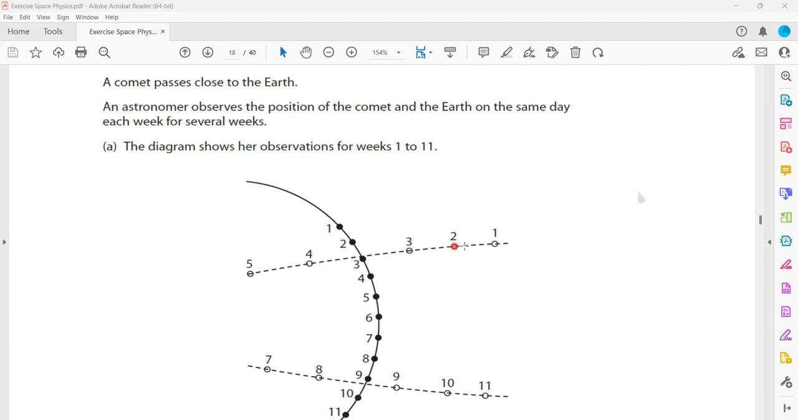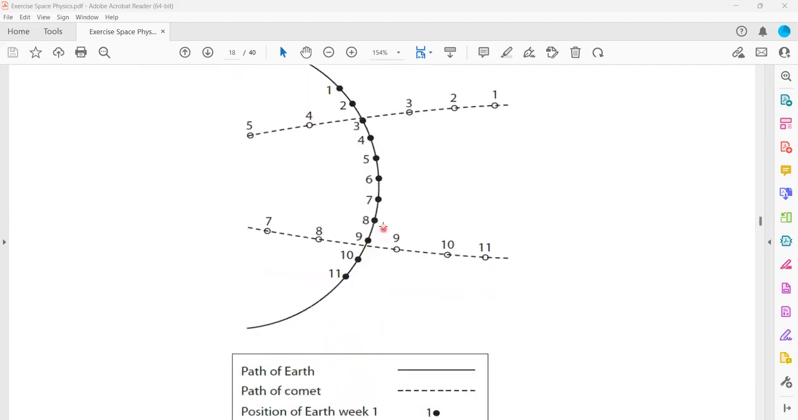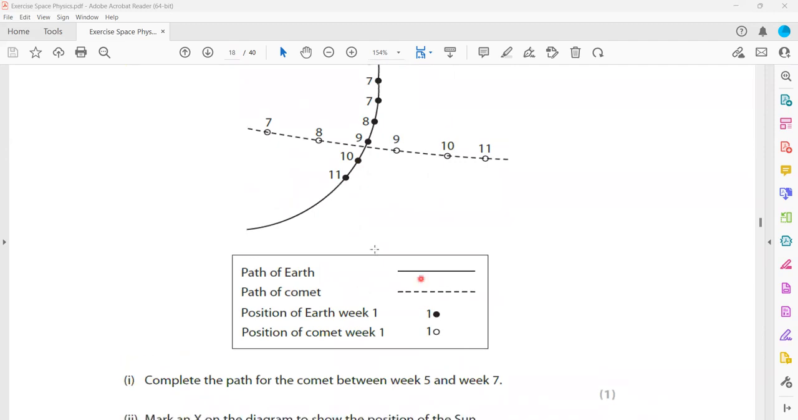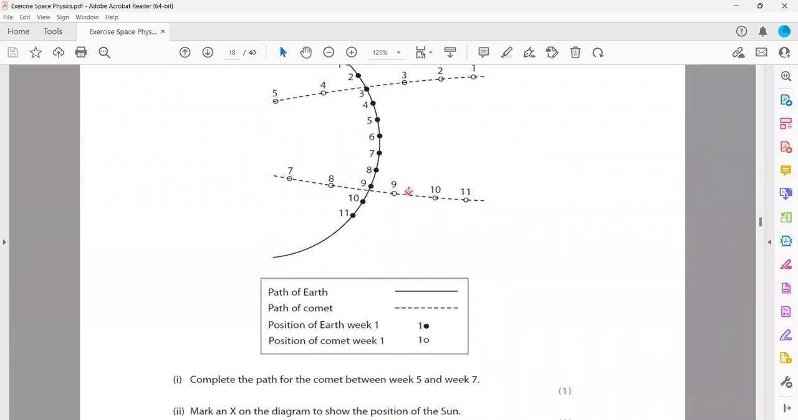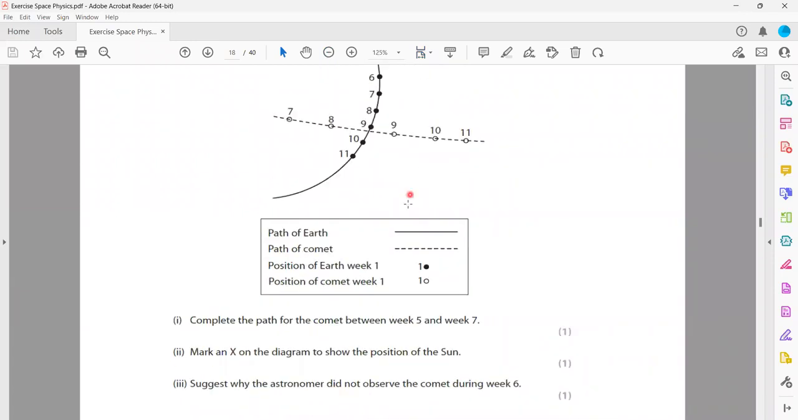Like week 1, the comet was here. Week 2, the comet is here. Week 3, week 4, week 5. Then week 6 will be here. Then week 7, 8, 9, 10, and 11. And then the position of the Earth, week 1, 2, 3, 4, 5, 6, 7, and so on. As you can see, the scale and units are also given, showing which line represents the path of the Earth and the comet.